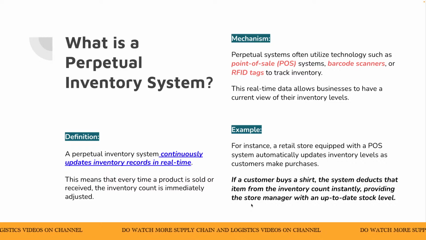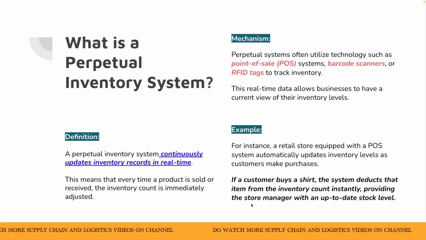Let's talk about the mechanism. The perpetual system often utilizes technology such as point of sale systems, barcode scanners or RFID tags to track the inventory. How does RFID usually work? They have a receiver, and they usually put that receiver at the gate of a warehouse. Whenever something comes into the warehouse by a particular route, you add the inventory. If something goes out of the warehouse, that is an outbound shipment, then you tag it as out of the warehouse inventory.